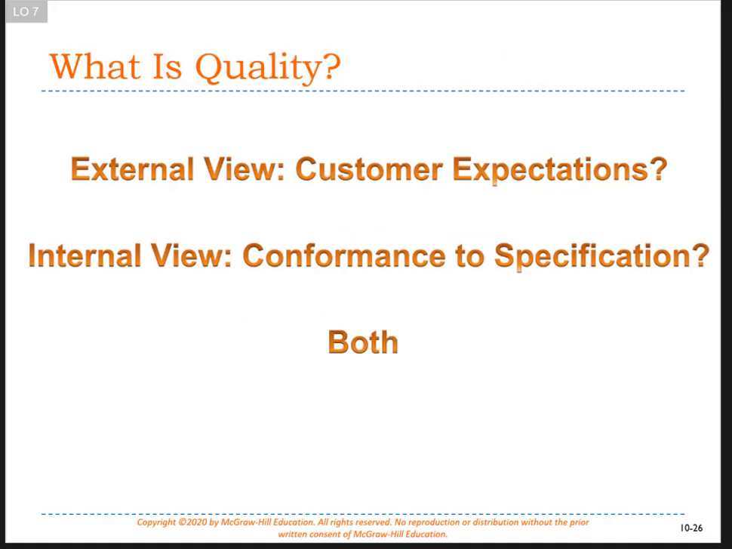So to do that, though, we have to have an internal look at what we do stepwise during the process that will meet that customer expectation. All right. So we try to look at quality from an external view, customer expectations, and internal. What do we do? What specifications do we have to put in place to achieve that customer quality?